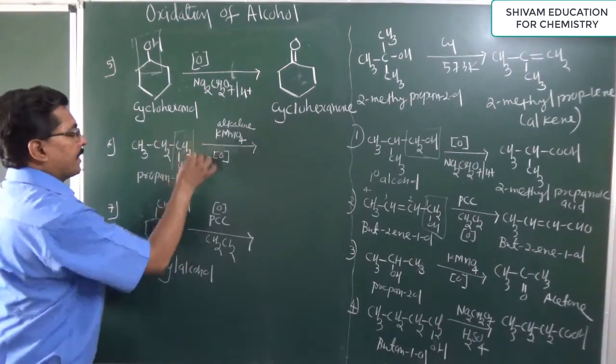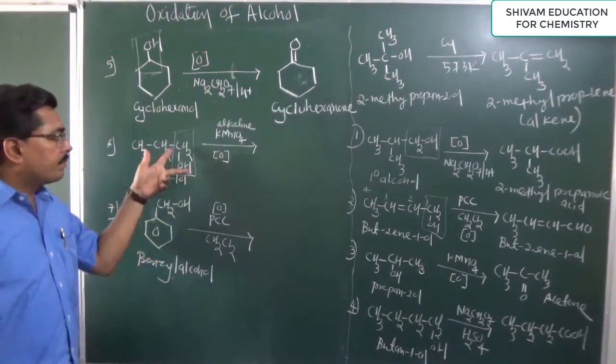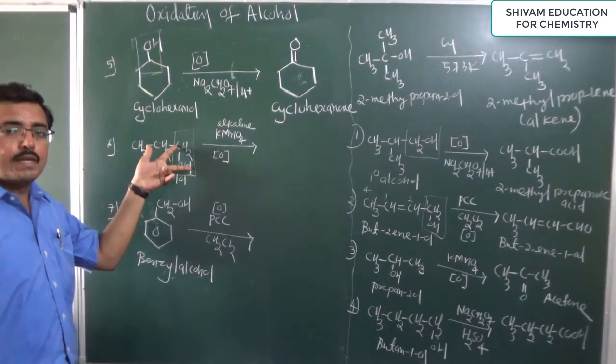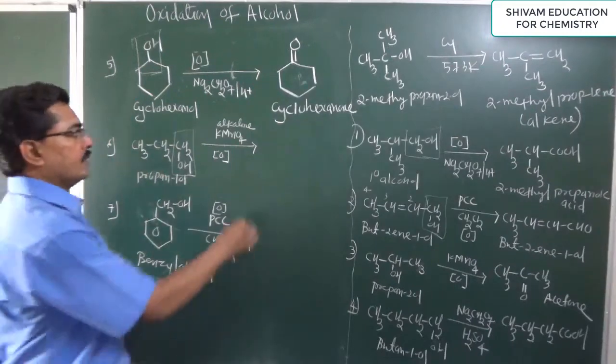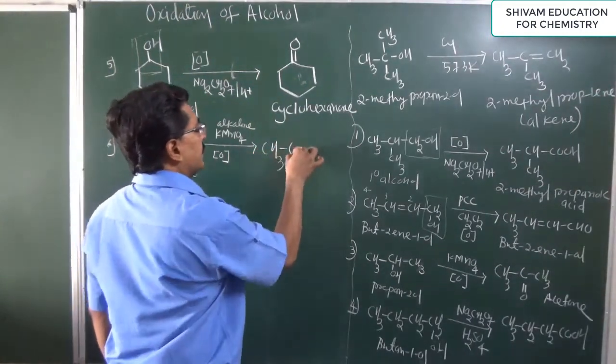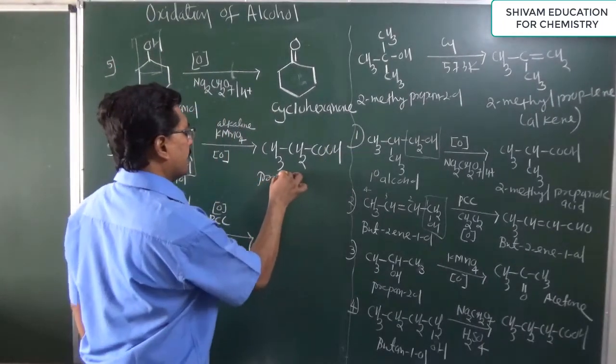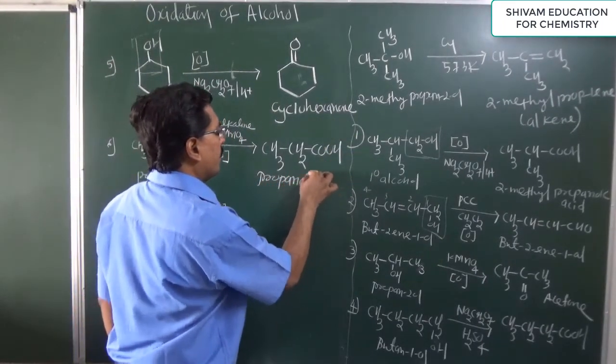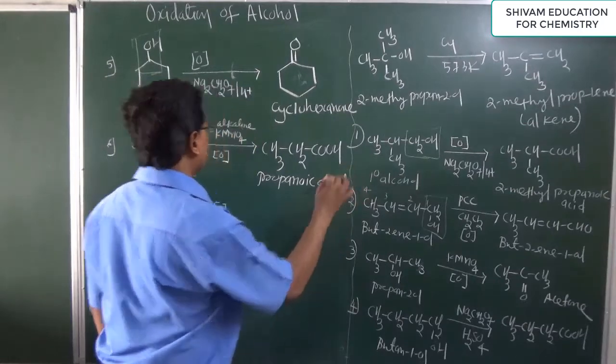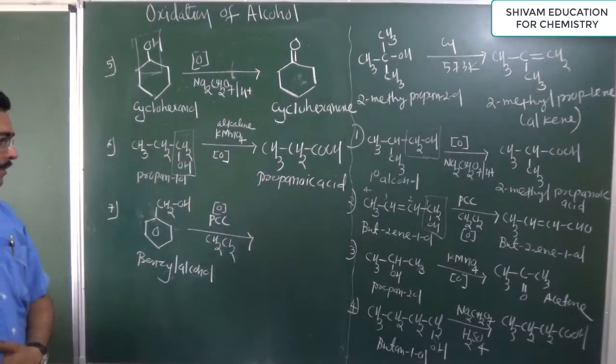Now here is oxidation with alkaline KMnO4. The hydroxyl group containing carbon is attached with one carbon only, with a strong oxidizing agent, so it's a primary alcohol, and oxidation of a primary alcohol by a strong oxidizing agent gives an acid. So we get this product, CH3CH2COOH, which is known as propanoic acid. So oxidation of this gives propanoic acid.